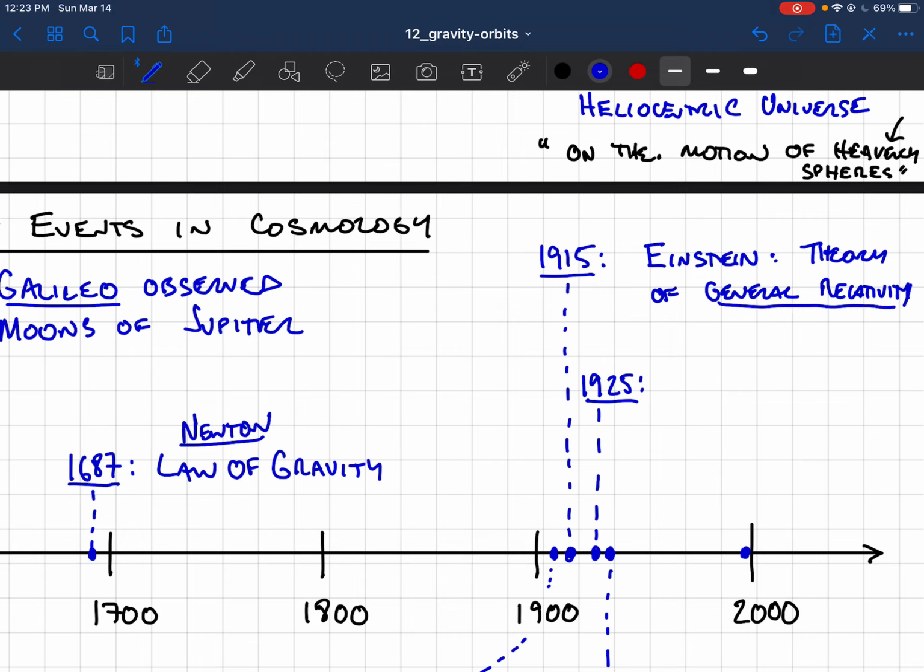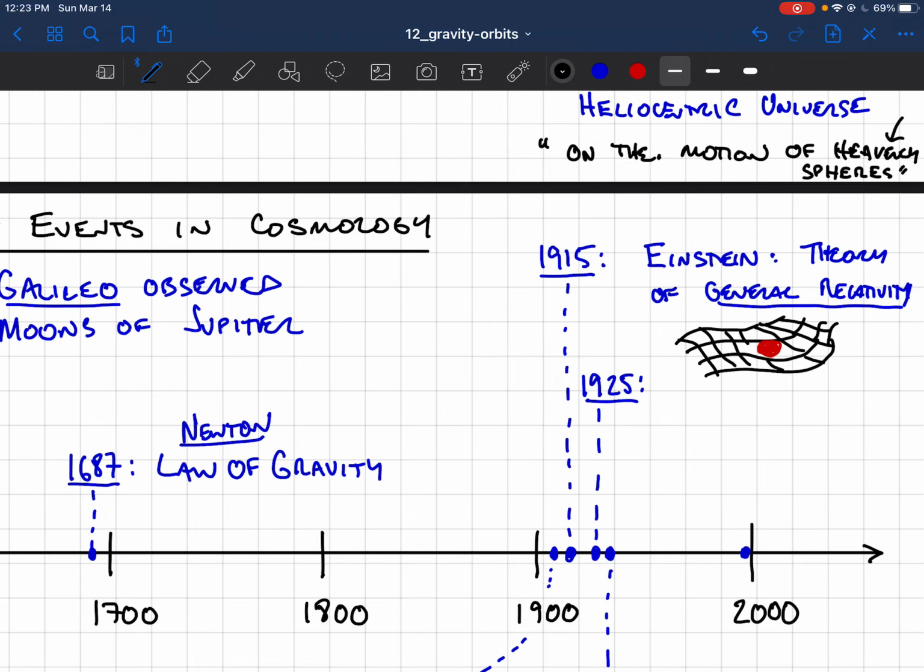So the theory of general relativity basically replaced Newton's law of gravity. In fact, it said that Newton's law of gravity doesn't actually exist. And the way that it replaced it is that it theorized that if you have an object like the sun, then the sun sits in something called space-time, which is really the combination of time and space put together.